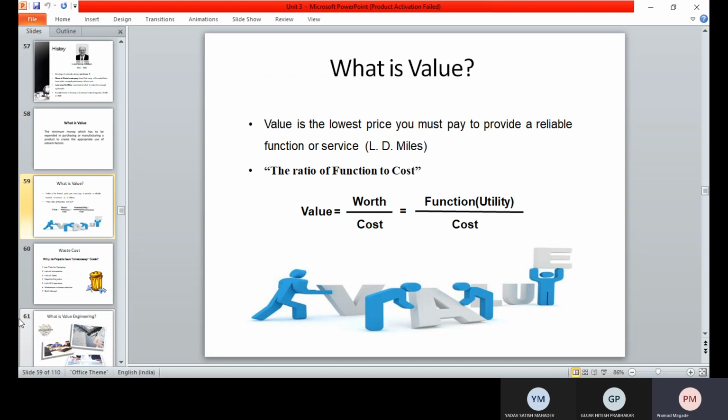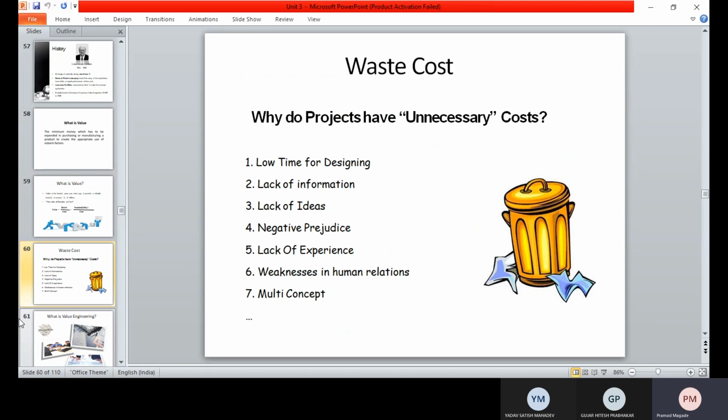So while defining the values, various parameters are included. Such as, we have to define what will be the unnecessary time required for it, so we'll have to reduce it. One by one, we'll have to see the parameters. So first is waste cost. Waste cost means unnecessary things we need to delete or avoid while developing the product.